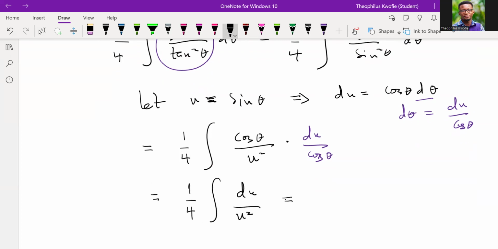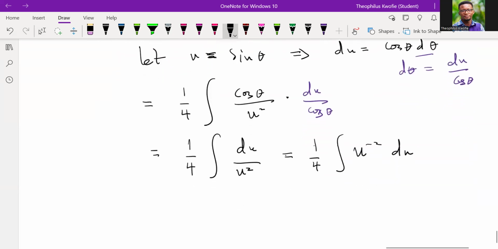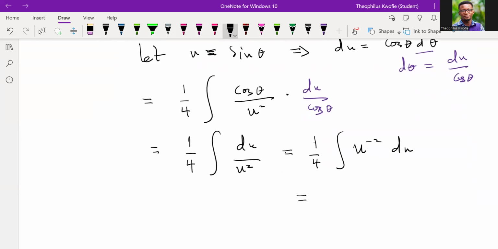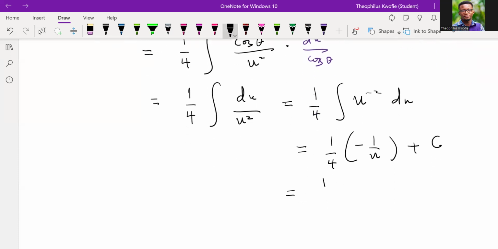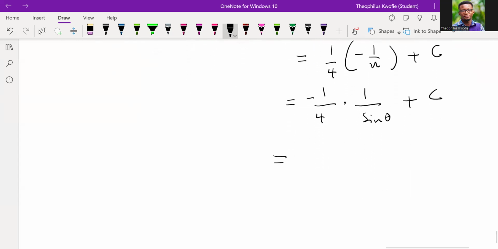And when we simplify this and solve it, we should have some expression plus some constant. Now, what is u? Our u was given as sine theta. That was the appropriate substitution that we made. So now this is our result. It means that our result is minus one out of four sine theta plus some constant.